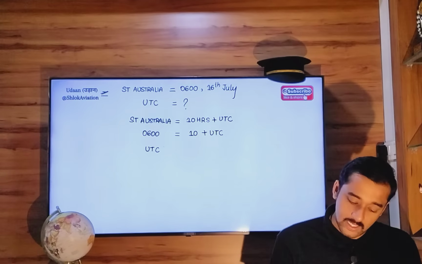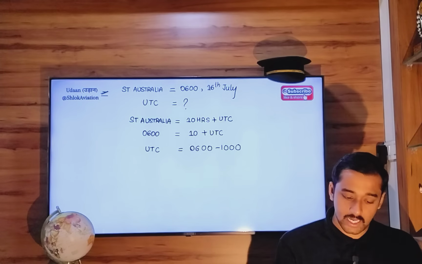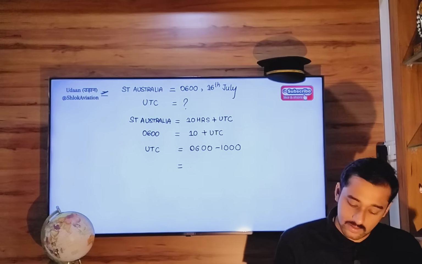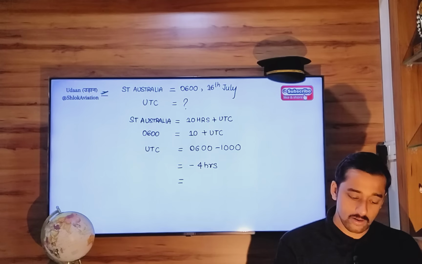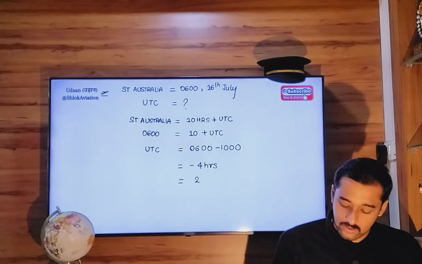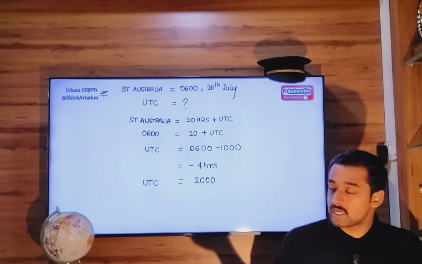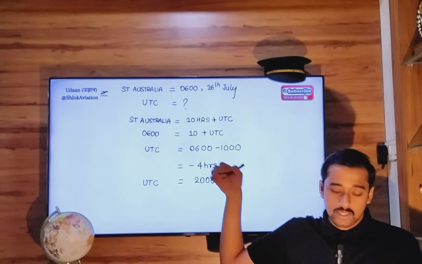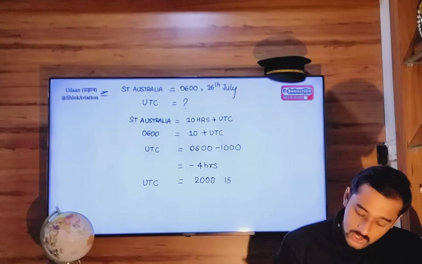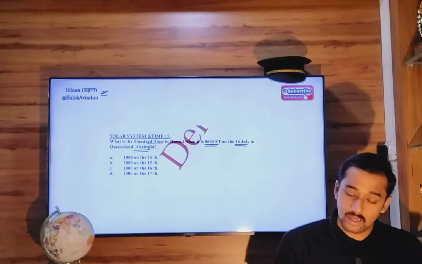So UTC will be 0600 minus 10 hours. So 6 hours minus 10 hours is minus 4 hours. Add 24 to this, so plus 24 will give you 20 hours. So UTC time is 20 hours of the previous day. Now since there is a minus sign here, this means that we have gone back to a previous day, which is 15th of July.